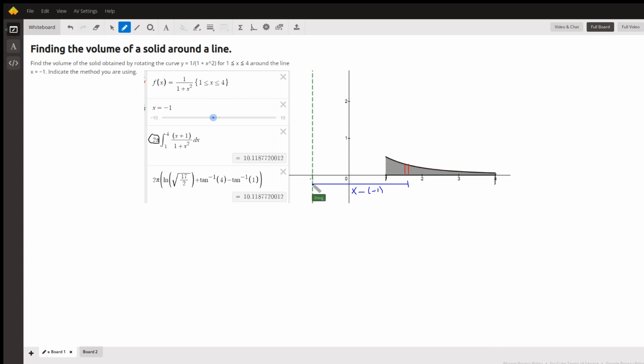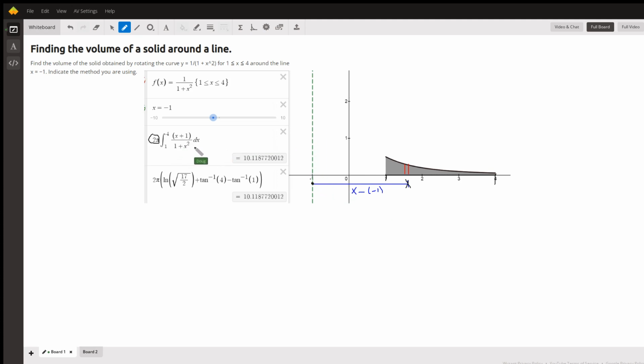Now, the average radius is the distance for every x between 1 and 4. The average radius is the distance from the axis of revolution to that x value. And so that distance is x minus a negative 1, the x coordinate at the right minus the x coordinate at the left. So that's what this x plus 1 is. It's the average radius for this shell that's going to get revolved around the line x equals negative 1.